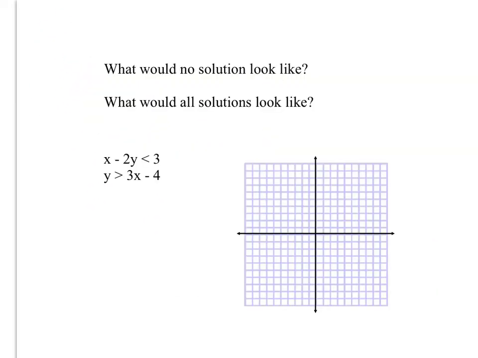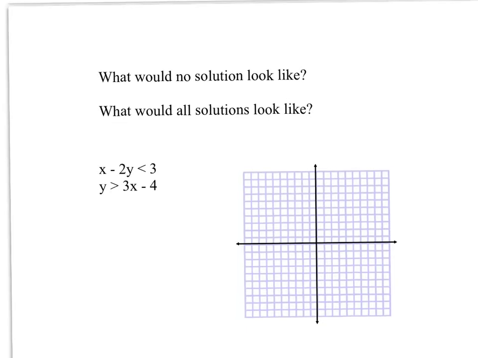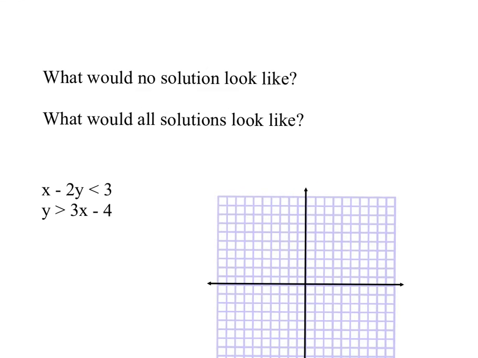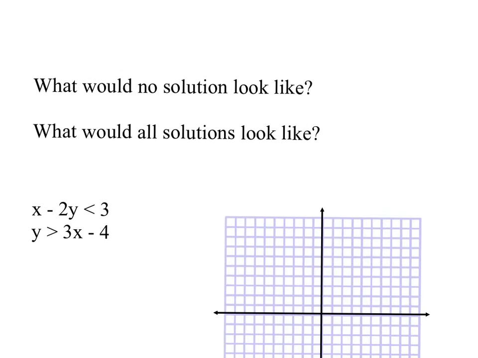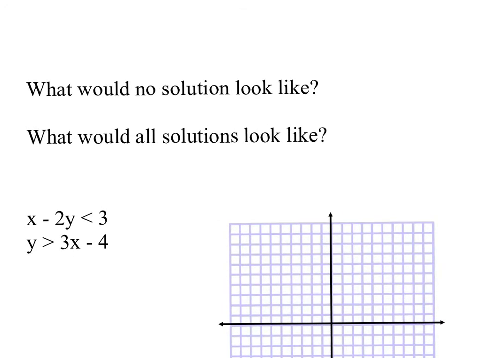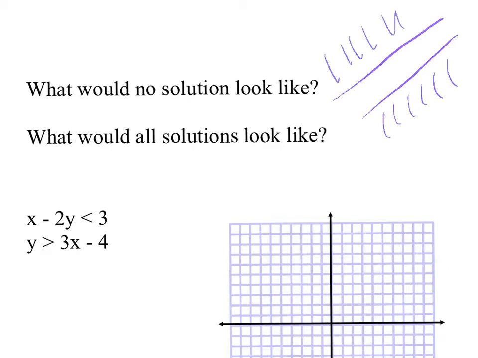So the next thought would be, what would no solution look like? If you think about it, you only have solutions where they overlap. So the idea of no solution would be that they never overlap. So first off, we need parallel lines so that the lines themselves never overlap, and then we need the shading to be in opposite directions. So this would be a no solutions problem because they never overlap.